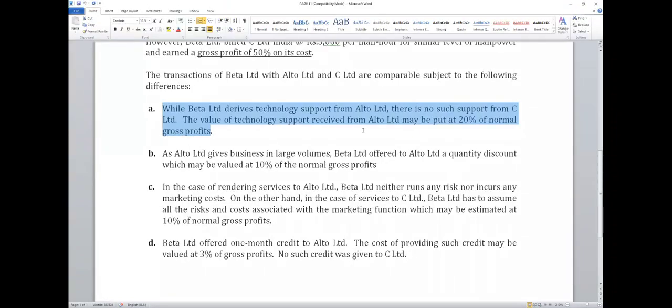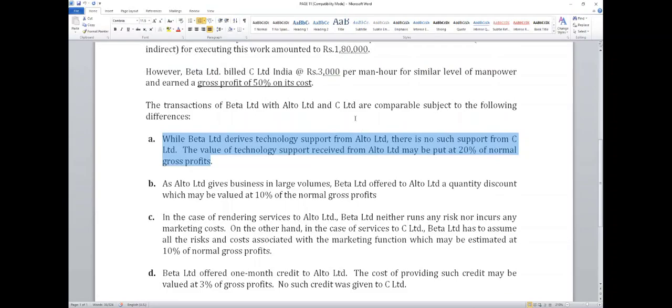They are our unrelated party, but our associated enterprise, they are giving us technology support. With the help of that technology support, we are able to do this job. They are supporting us. இதனால நான் வந்து என்னோட billing கொஞ்சம் கம்மி பண்ணிக்கிறேன். எவ்வளவு தெரியுமா? 20% of normal GP. What is your normal GP? இதுதான் students. Normal GP. இதுல 20% னா எவ்வளவு? 10%, 50% into 20%, 10% கம்மி பண்ணி bill பண்றேன்.